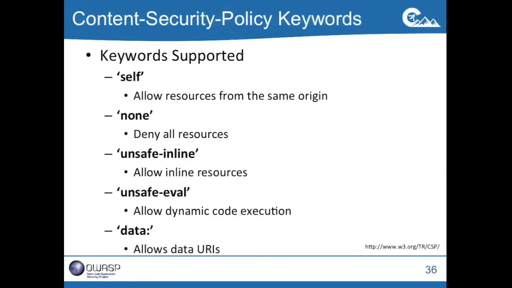So there are some keywords we need to familiarize ourselves with. Self is the most important one. That's the same origin, right? That's only resources from our same host, port, and protocol. None means we're not allowing this whatsoever. We've also got unsafe-inline and unsafe-eval. Those are the types where we can actually run JavaScript, things like that. Because by default, there's no inline JavaScript, no inline CSS styles. Everything has to be externalized in a trusted file, which can be hard to use, but that's the safe way.